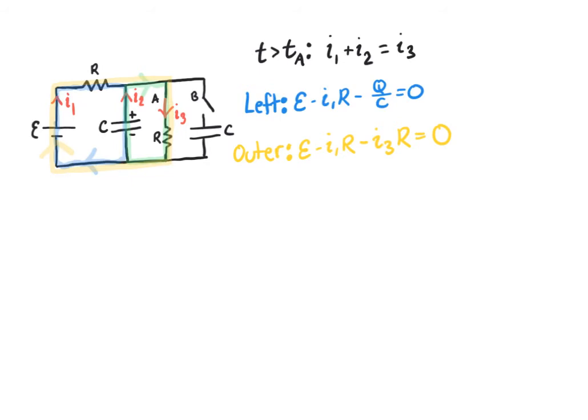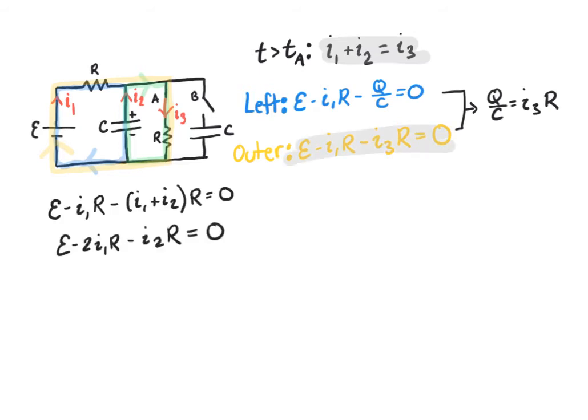Right away from the 2 loop equations, we can see that Q over C has to be equal to I3 times R, because both equations start with E minus I1R, and both equations add up to 0. So this immediately gives us that relation, which is really just, we already knew that this capacitor is in parallel with this resistor. We can also substitute our junction rule into our outer loop rule equation to end up with this, at which point we have to do something about these currents.